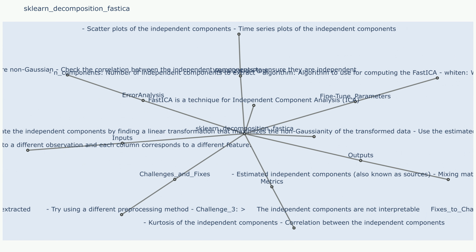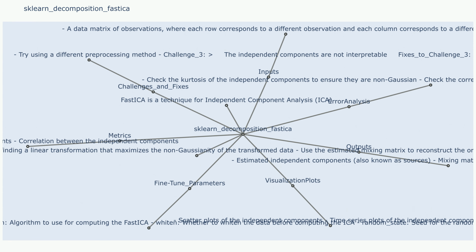Fixes to challenge 2. One way to address this problem is to try different contrast functions and compare their performance on the data. Another option is to use a different ICA algorithm that uses a different contrast function.